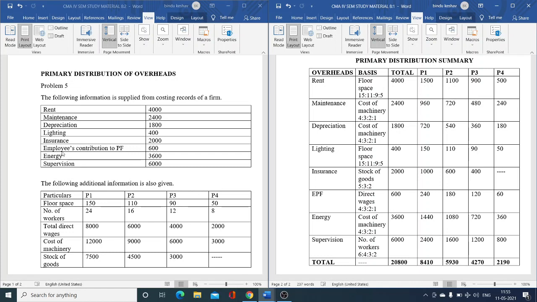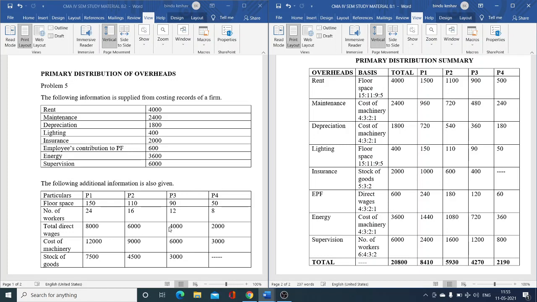The next item is employer's contribution. Employer's contribution to PF, rupees 600. It is based on the wages. So here we have the information of direct wages. So the direct wages are 8,000, 6,000, 4,000 and 2,000. So the ratio will be 8:6:4:2, which can be further simplified by dividing it by 2. So it will be 4:3:2:1.